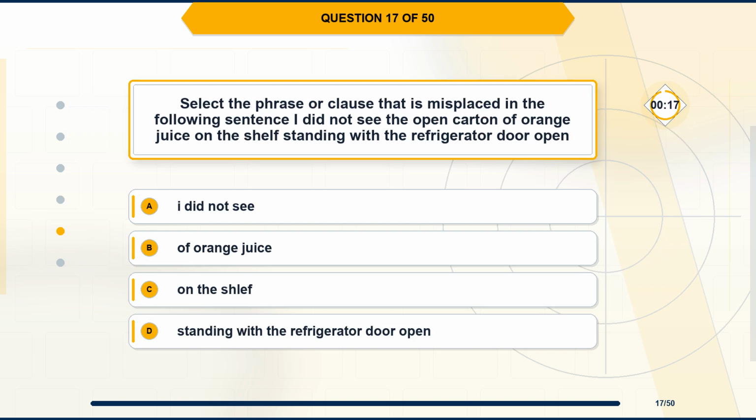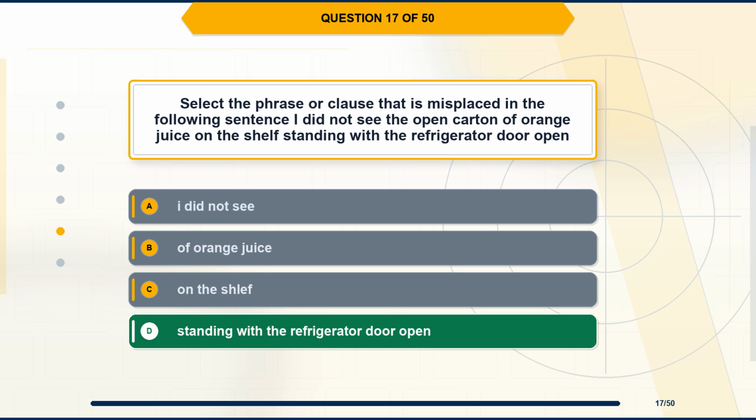Question 17. Select the phrase or clause that is misplaced in the following sentence. I did not see the open carton of orange juice on the shelf standing with the refrigerator door open. Option A, I did not see. Option B, of orange juice. Option C, on the shelf. Option D, standing with the refrigerator door open.